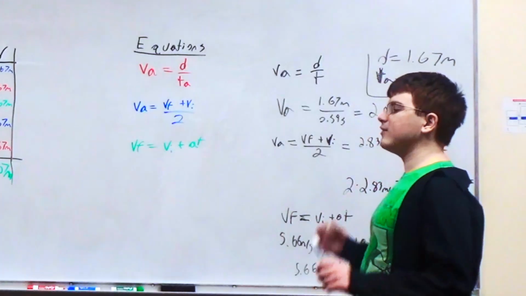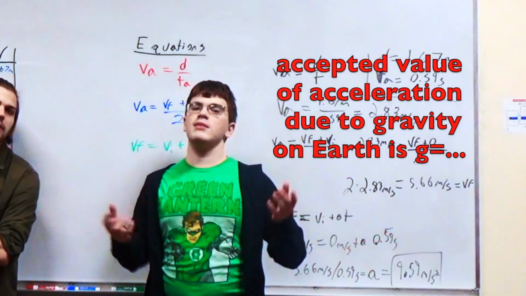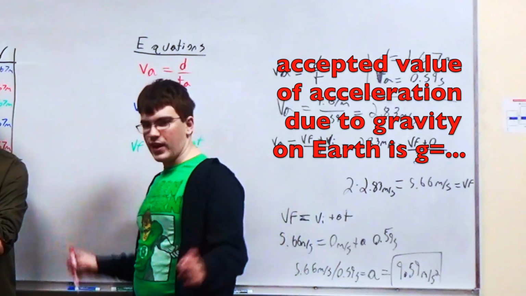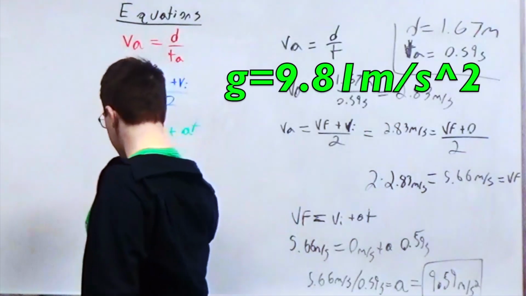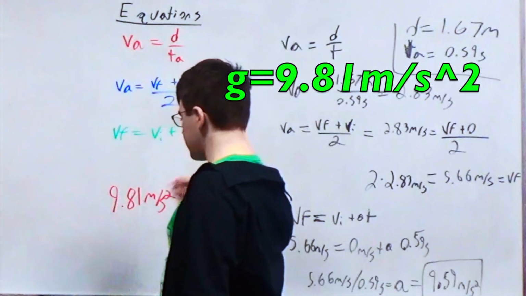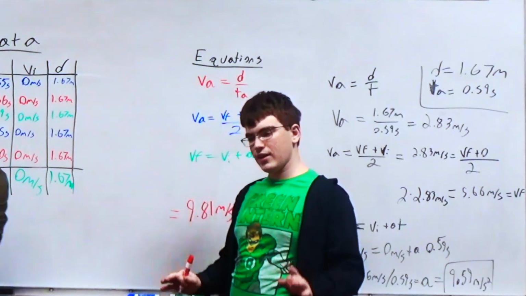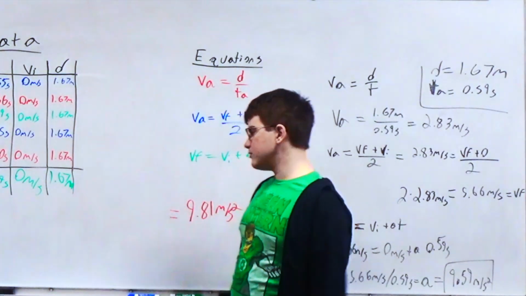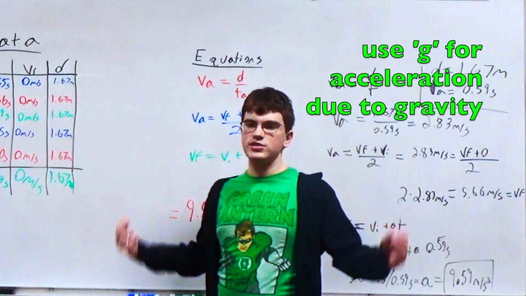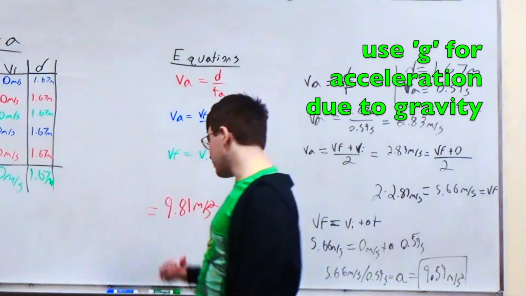What we have in reality, if you were to be in your physics class and look up the acceleration due to gravity here on Earth, the accepted value is 9.81 meters per second squared. And now, since this is a special acceleration due to gravity and not just an acceleration, we use a different letter to represent it than just the letter A. We use the letter G. For Green Lantern. No, but if that helps you remember it, go right ahead.